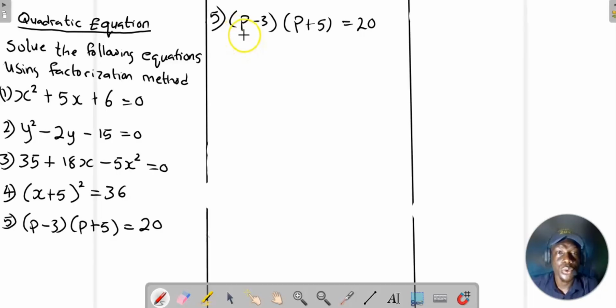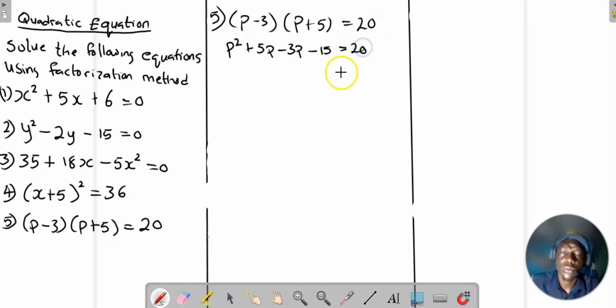Now here's what we do. We open the bracket. First of all, p times p will give us p squared. p times plus 5 will give us plus 5p. Then minus 3 times p will give us minus 3p. Then minus 3 times 5 will give us minus 15 is equal to 20.